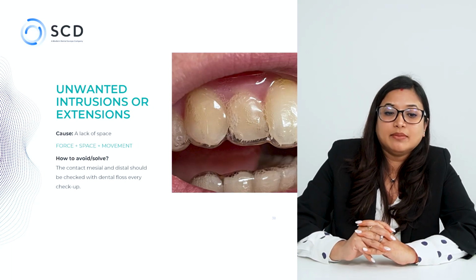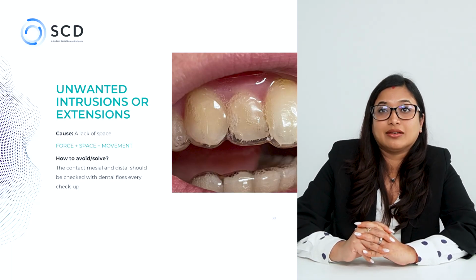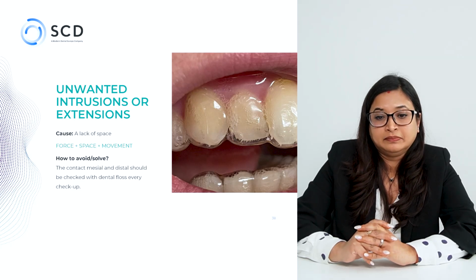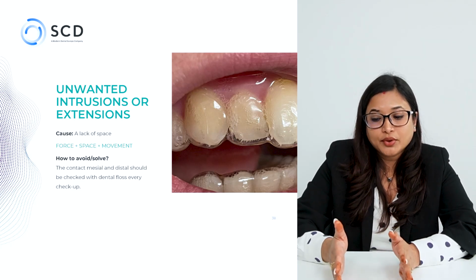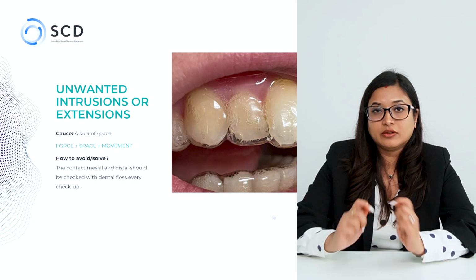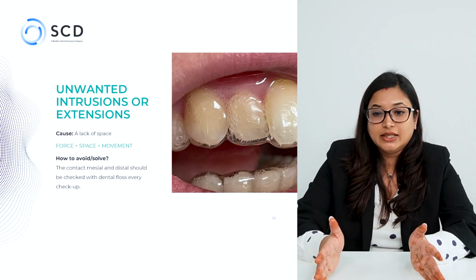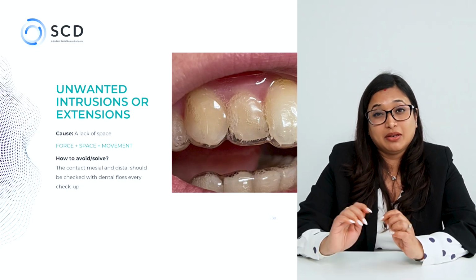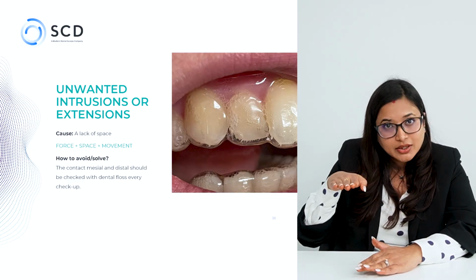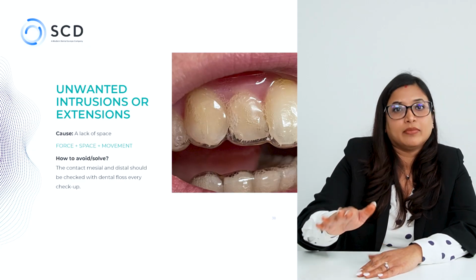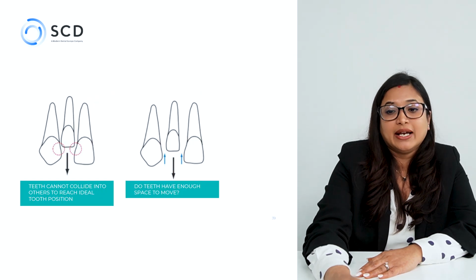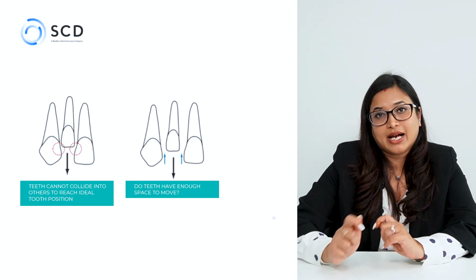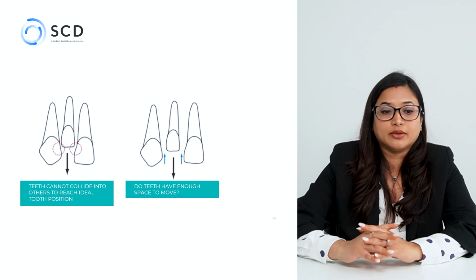How to avoid it is that the mesial and distal contact should be checked with dental floss at every dental checkup. It is important to insert dental floss between the teeth, at the mesial and distal contact, so that we can make out that there's sufficient space for the teeth to go to the next place in the movement. If there is not enough, then definitely we need to do the IPR and increase the distance between the teeth.